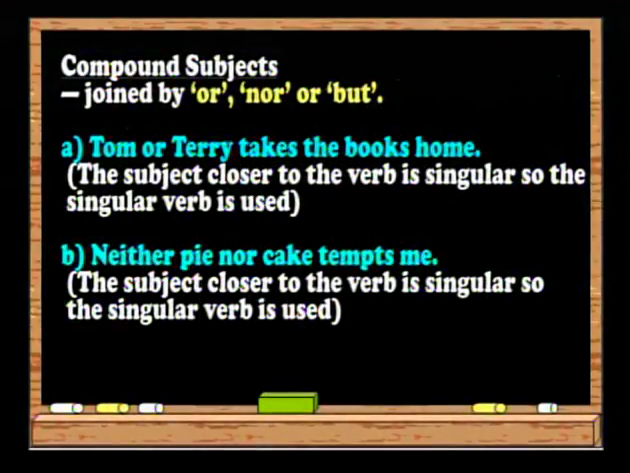Boys and girls, we'll now take a look at compound subjects joined by nor, or, but. Tom or Terry takes the books home. The subject closer to the verb is singular, so the singular verb is used. Neither pie nor cake tempts me. The subject closer to the verb is singular, so again the singular verb is used.